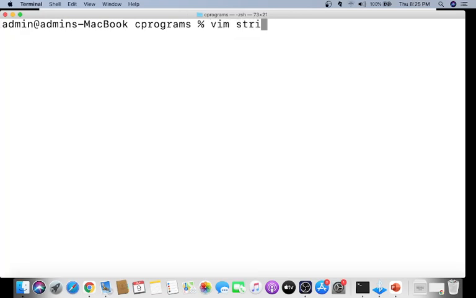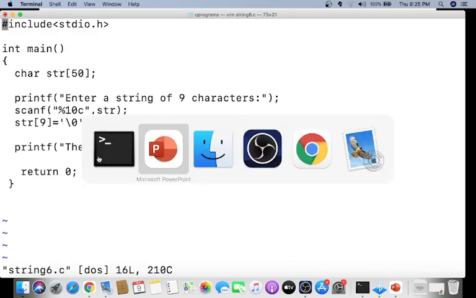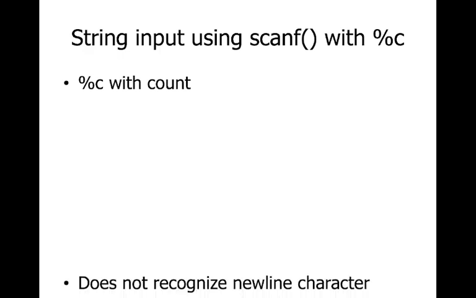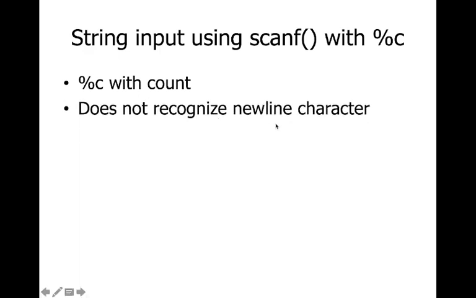Okay. Next we'll see string6.c. So this is another way. Before that we'll learn how to input strings using scanf with percentage c. We have already seen percentage c is only for character input. So percentage c can also be used with scanf to get strings as input. We specify it with a count, the total number of characters that should be entered. It does not treat the new line character specially. All characters will be recognized, space, everything can be entered when you use this percentage c.